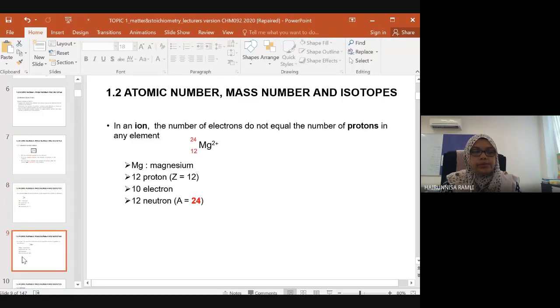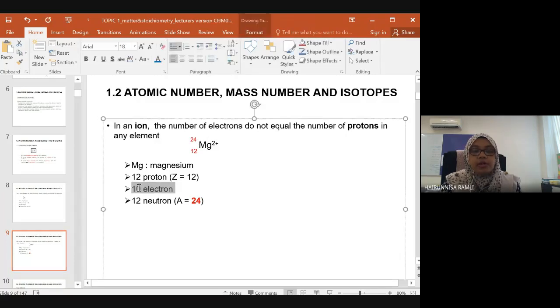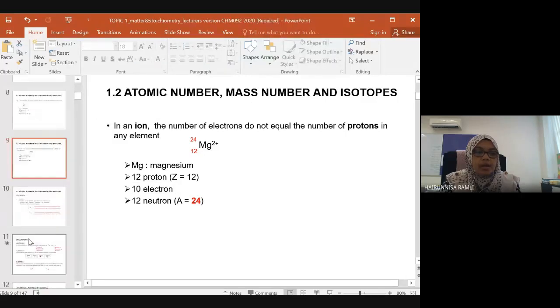Okay, so for ions, you know, right? If it is an ion with proton number 12 and mass number 24, automatically we know that the electrons will become 10, because this is a positive 2. It means it has lost electrons, less electrons, so the electrons will become 10.